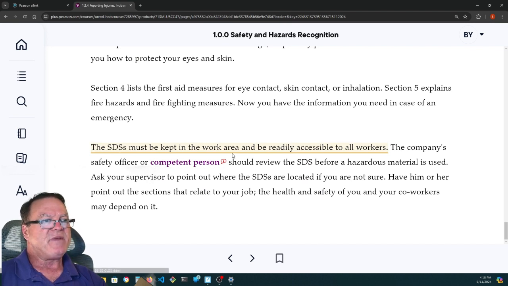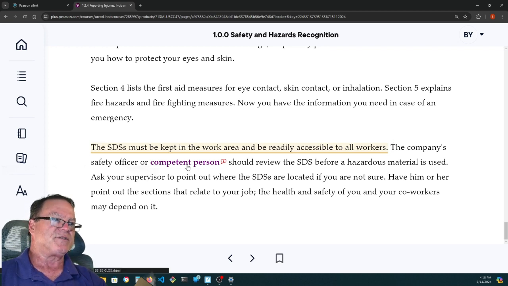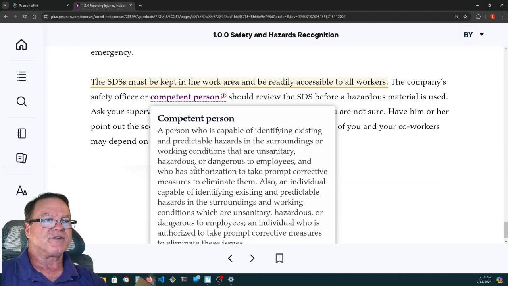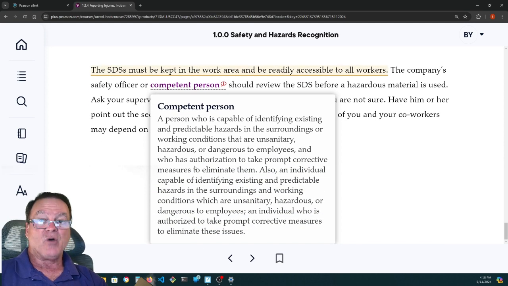The safety data sheet must be kept in the work area and be readily accessible to all workers. You have to make sure that you've got those safety data sheets on the job. The company's safety officer or competent person should review the safety data sheet before the hazardous material is used. I want to talk about what a competent person is as opposed to a qualified person. A person who is capable of identifying existing and predictable hazards in the surroundings or working conditions that are unsanitary, hazardous, or dangerous to employees.